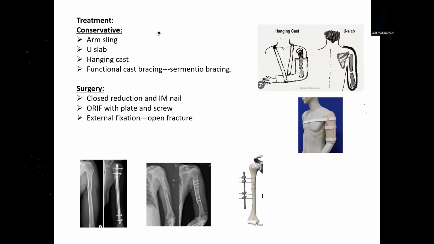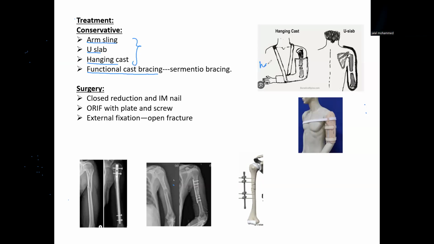What is the treatment of humerus fracture? A humerus fracture can easily be managed with conservative methods. We can either use an arm sling or a slab, or a hanging cast, or lastly functional cast bracing. All these methods don't involve any surgical intervention.